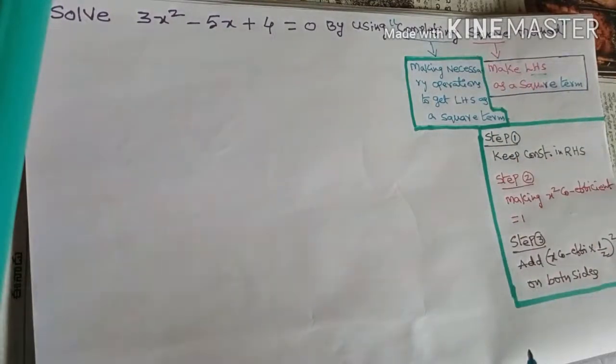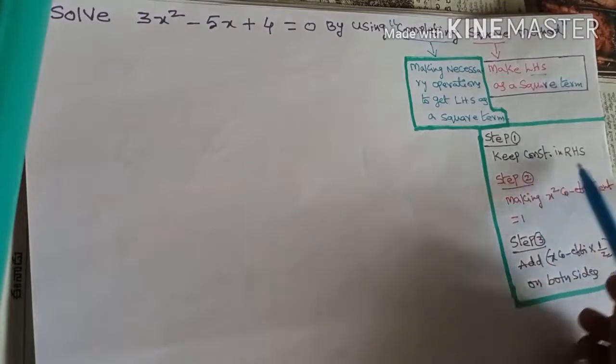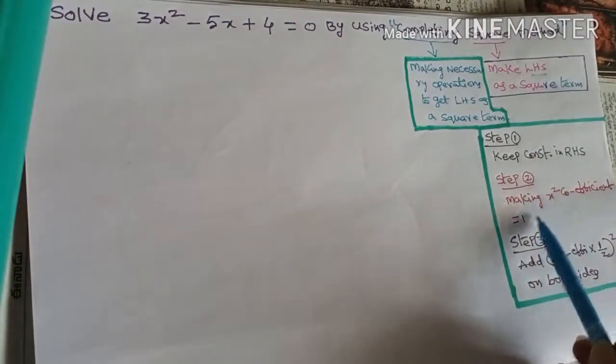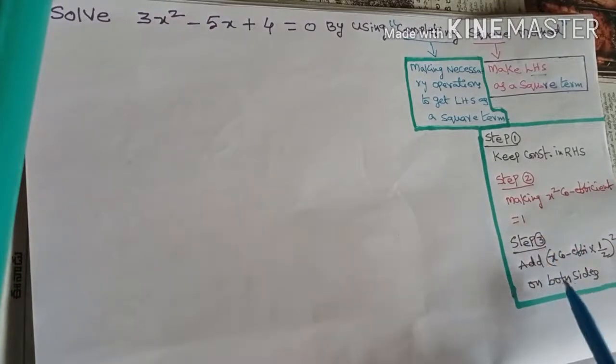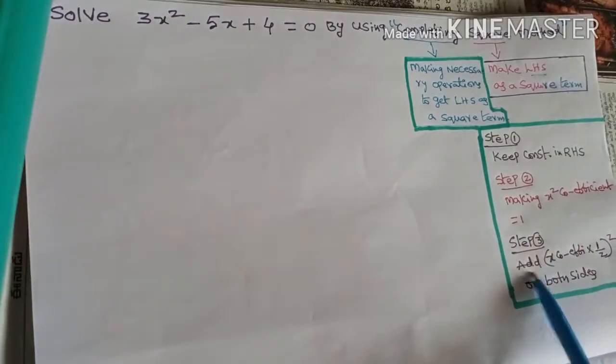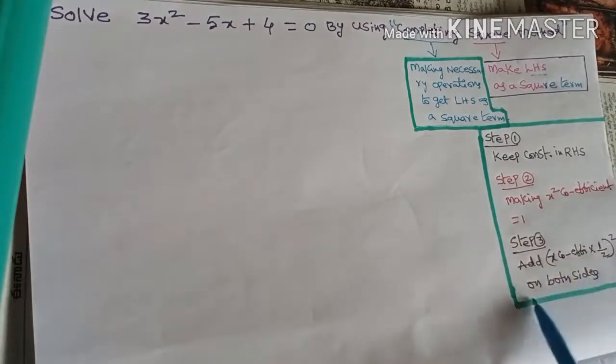So according to our previous video, we have to follow 3 steps. Step 1, keep constant in RHS. Step 2, make the x square coefficient equal to 1. Step 3, add (x coefficient into 1 by 2) whole square on both sides. Okay, simply now we are going to solve the problem.